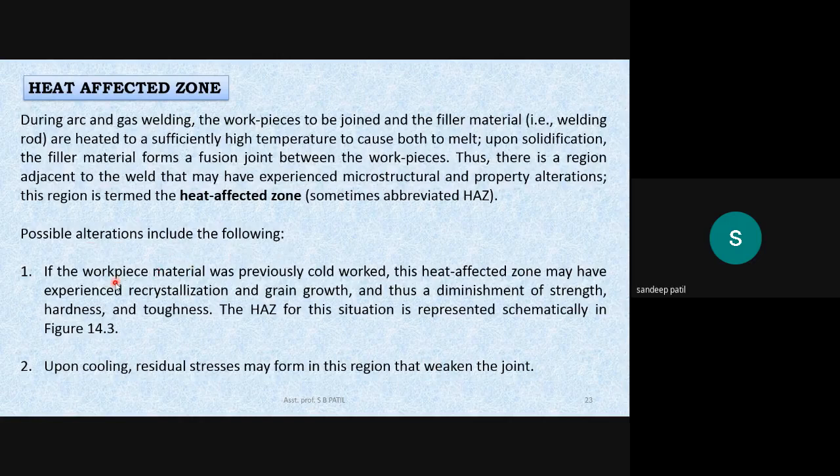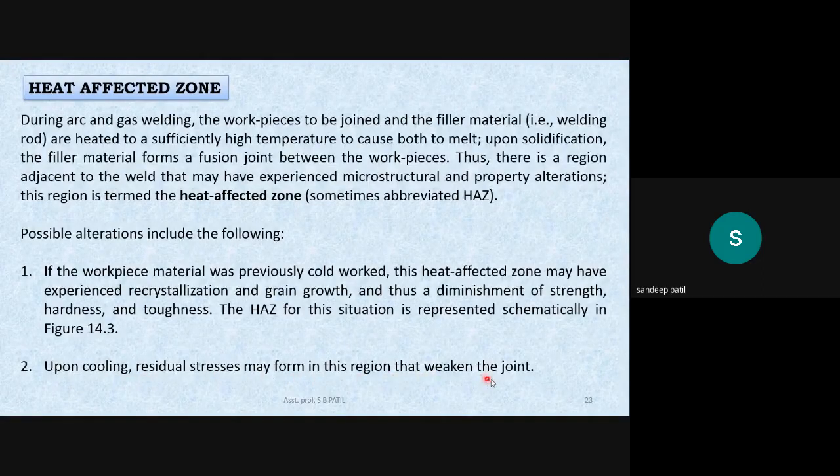If the workpiece material was previously cold worked, this heat affected zone may have experienced recrystallization and grain growth, and thus a diminishment of strength, hardness, and toughness. So the HAZ for this situation is represented schematically in the figure. We will see that figure. And upon cooling, the second alteration may be that residual stresses may form in the region that weaken the joint.